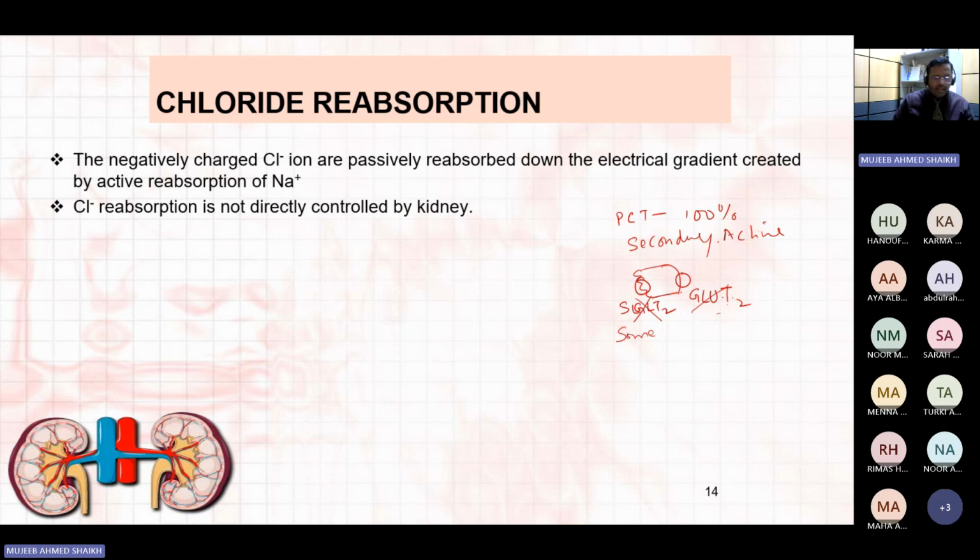So that's why. Okay, what is the Tmax for glucose? How much is the Tmax? 375. Is this the plasma glucose level or the tubular fluid level? Glucose level in the tubular fluid. And what is the renal threshold for glucose?